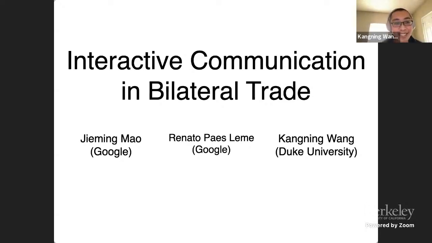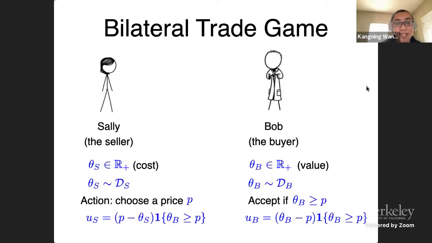Thanks. So I'm going to present our work, interactive communication in bilateral trade. It's joint work with Jieming and Renato Paes Leme from Google, and I'm borrowing the slides from Renato. So we consider the bilateral trade game where we have Sally and Bob. We have two players, and Sally is trying to sell one item to Bob. Sally has a private cost on that item, and Bob has a private value on that item.